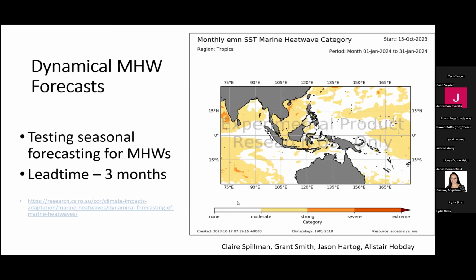And so, for example, my team in Australia is now producing dynamical marine heat wave forecasts. That's using a coupled ocean atmosphere model, and we're able to produce forecasts about 3 months ahead of time. And for example, here's one that was for January this year, and it was produced in October in 2023. And that was predicting not much heat waves around northwest or northeast Australia, but stuff through the Indonesian archipelago.